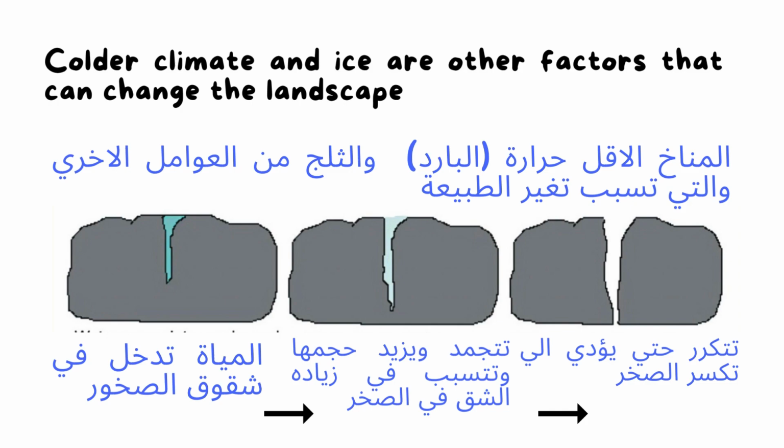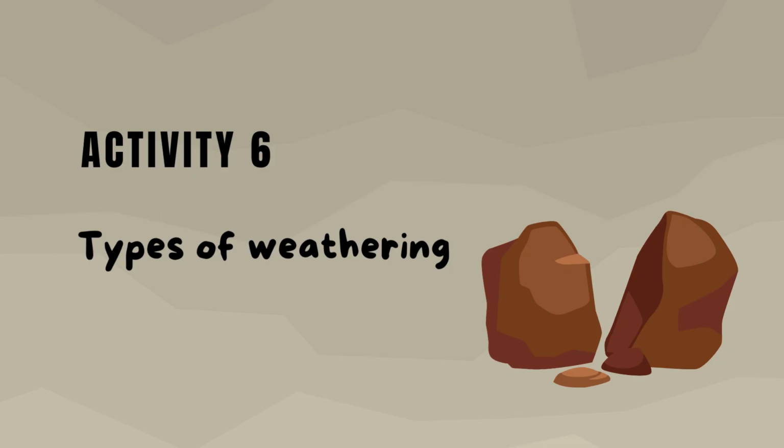So now we know that the wind, water, and temperature, such as the colder climate or ice, cause what? Weathering, the breaking down of the rocks. So now we will go to activity 6 and learn the types of weathering.